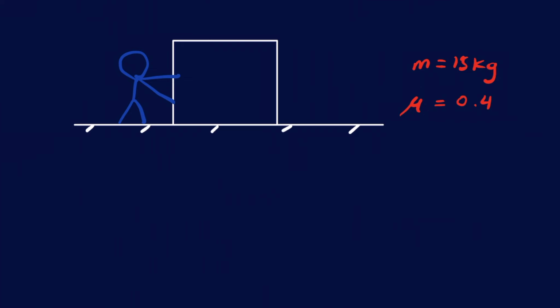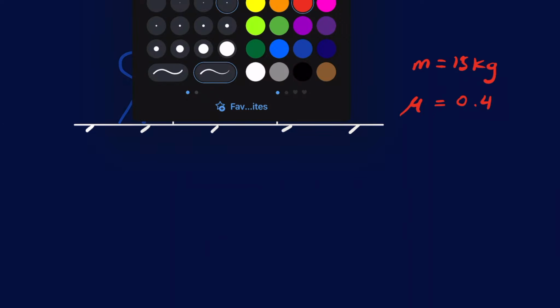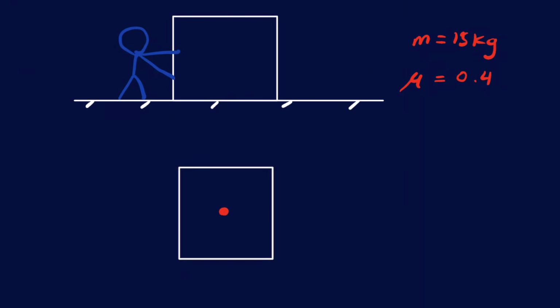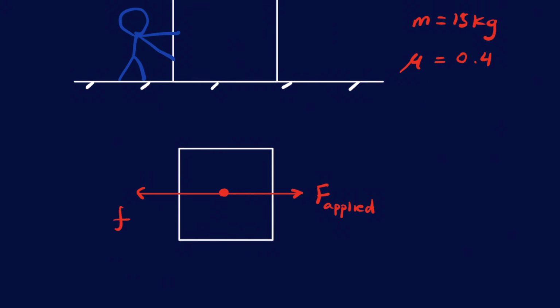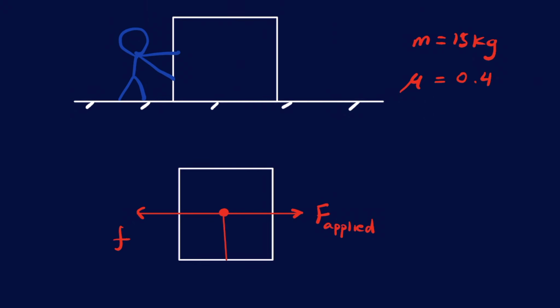So what if we wanted to know the amount of force that the guy has to apply to move it along the surface? Now, since this is a statics problem, the first thing that we do is draw a free body diagram. So if we draw a free body diagram, in this direction we'll have the applied force. In the opposite direction, we'll have the force of friction, since friction always acts in the opposite direction of movement. Then going down, we'll have the force of gravity. And coming up, we will have the normal force.